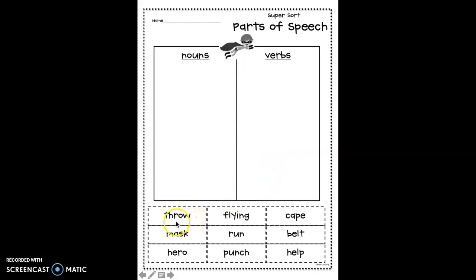These words down here are throw, flying, cape, mask, run, belt, hero, punch, and help. So sort these words into these boxes up here. A noun, person, place, or thing, or a verb, an action word or something you are doing.